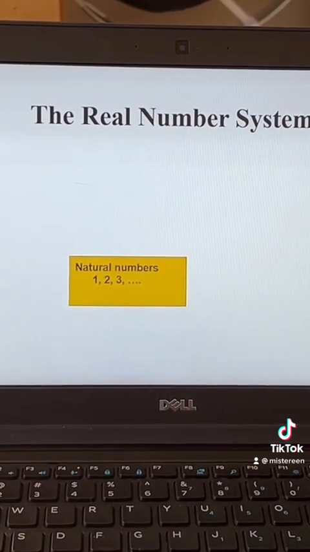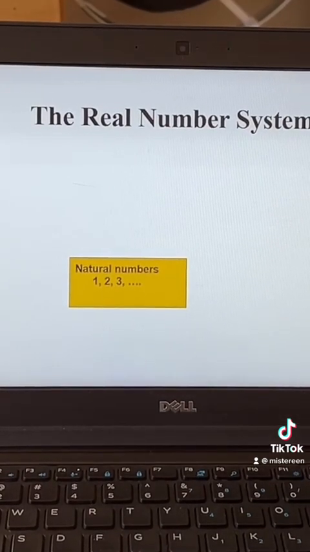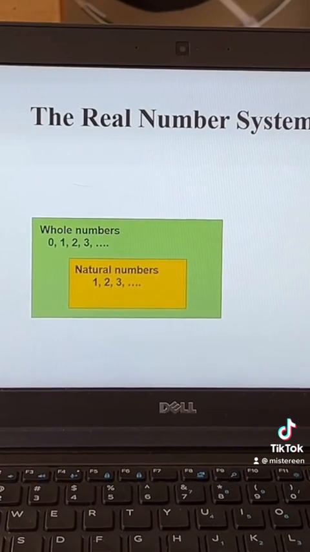The next group in the real number system is the whole numbers. The whole numbers are just the natural numbers plus a 0. So the whole numbers will start from 0, 1, 2, 3, and so on. The symbol for whole numbers is this.